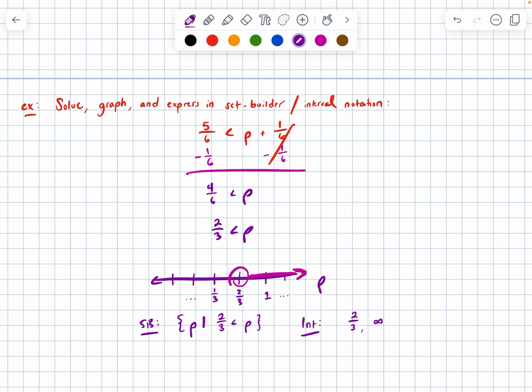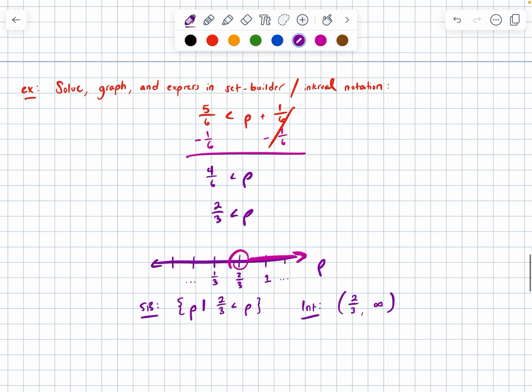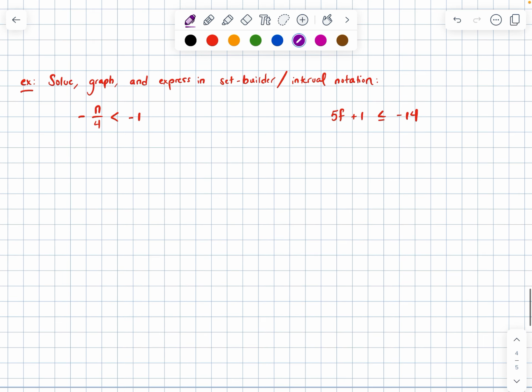And for my interval notation, well, once again, I'm interested in the part of the number line that starts at 2/3 and goes off. In this case, it doesn't stop. It goes off towards infinity. Infinity, of course, is never included in the solution set. When things are not included, they get parentheses. 2/3 we've established is not included in the solution set. It gets parentheses as well.